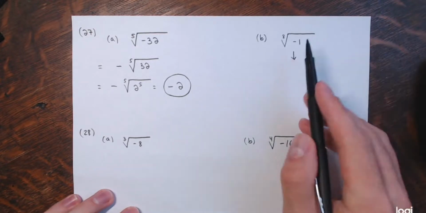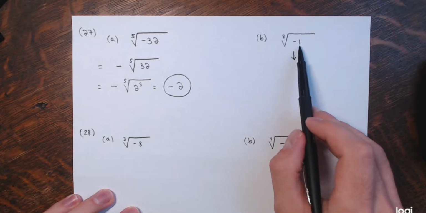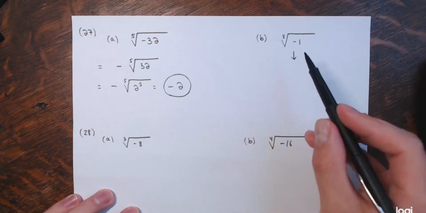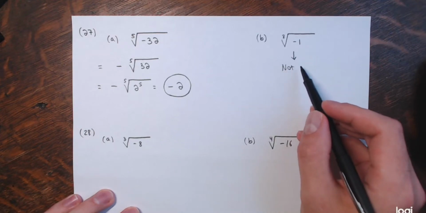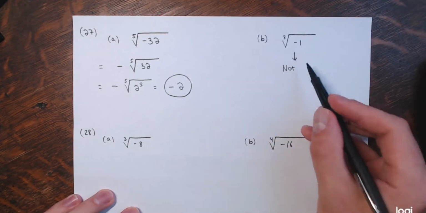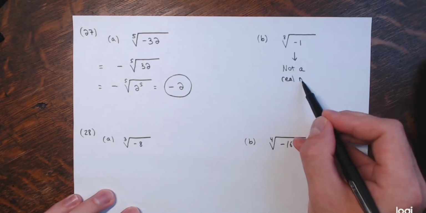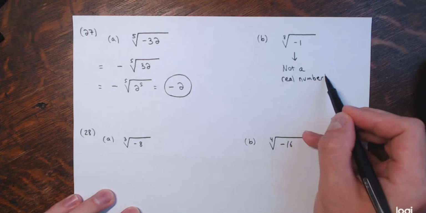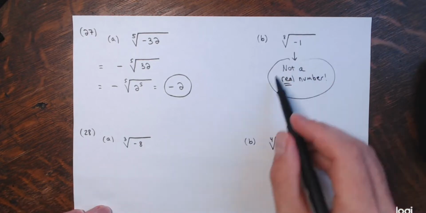Once again, for part B, I have an even root of a negative number. Oh man, right? Now, this is not real. There is no real number you could raise to the 8th power to get negative 1. Right, so this would be another imaginary. We'll talk about that later, in later videos. But that's it, not a real number, the end.